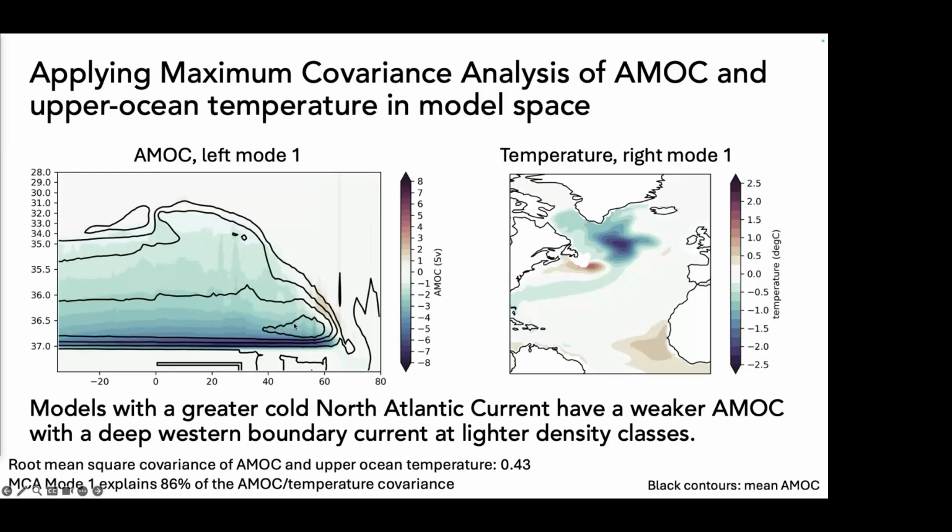So what we see is that this time we've got a pattern that's just pretty much blue everywhere, but now you have a dipole going the other direction. And so what this is saying is that when you've got a weaker AMOC with a deep western boundary current that's on lighter classes, you also tend to have a cold anomaly throughout much of the subpolar North Atlantic, including where the North Atlantic current should be. So models with a cold current tend to have a weaker AMOC and a lighter deep western boundary current.